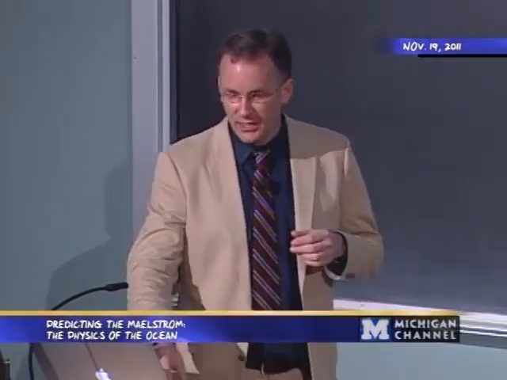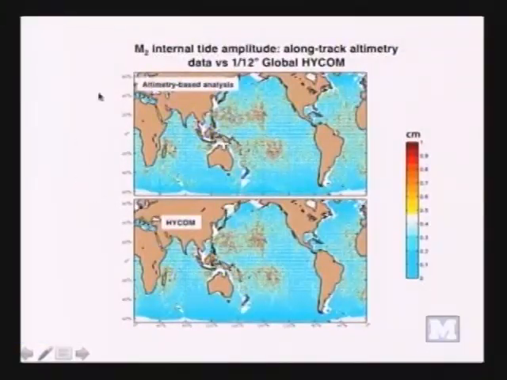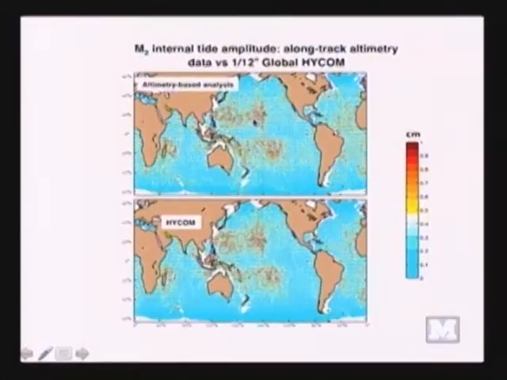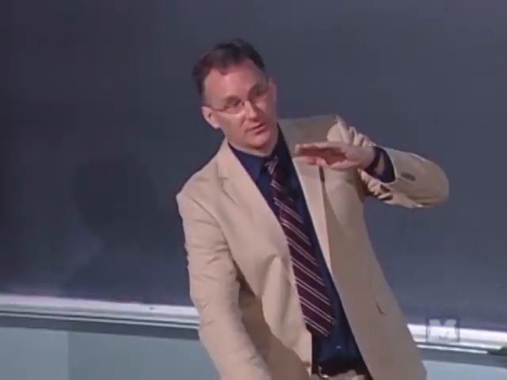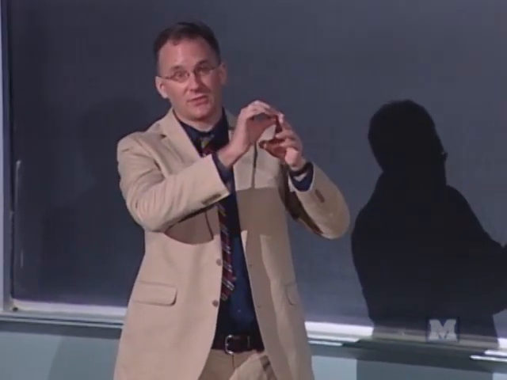So Jay Shriver, who's a scientist at Naval Research Lab, is working with myself and these other folks. We're doing a global comparison of the internal tide amplitudes at the sea surface in our model versus the satellite measurements. So this is a little bit complicated, but the internal tide has small horizontal scales, and it's really large way underneath the surface. But it has a small but detectable signal at the sea surface. It can be detected by the satellite measurements.